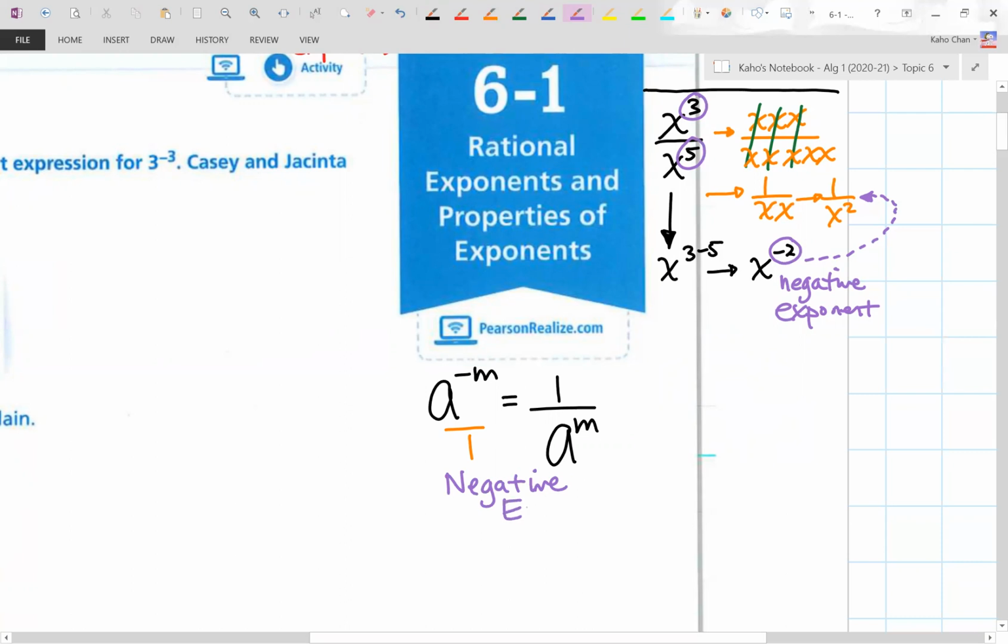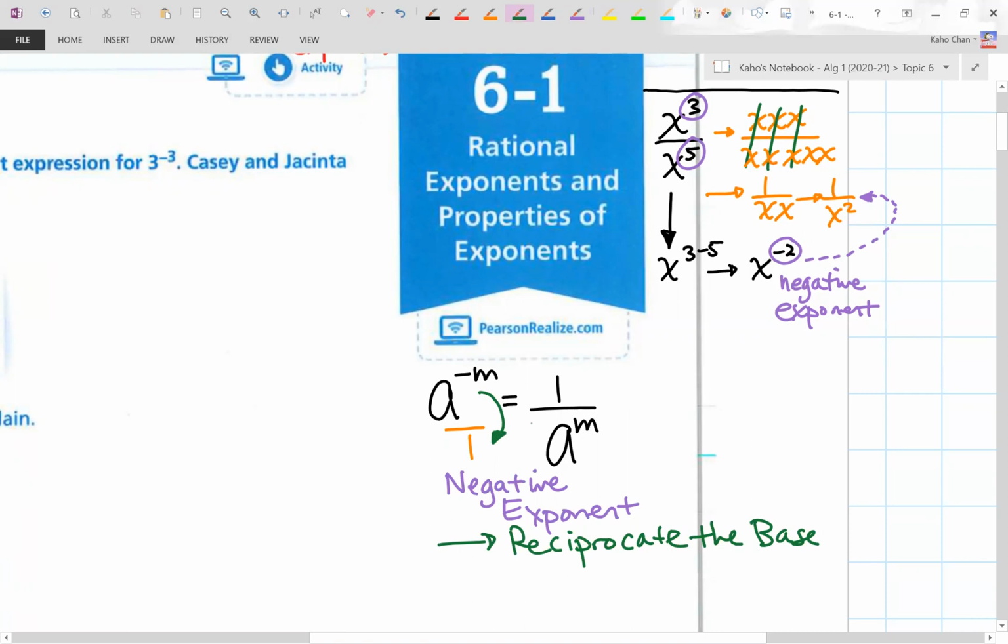With the negative exponent, the rule is to reciprocate the base. Reciprocate means to move it to the opposite side of the fraction. The base is the number, the variable in this case. When you reciprocate, if it's up here, you move it down here, and so on and so forth.